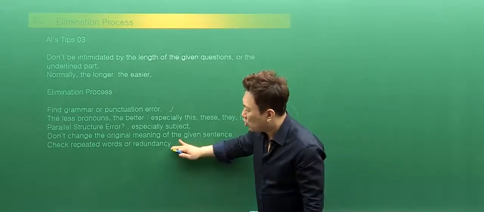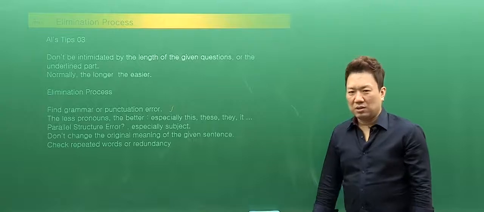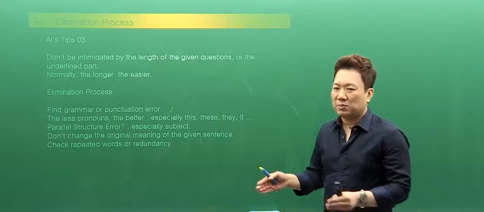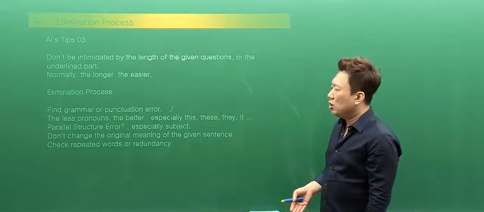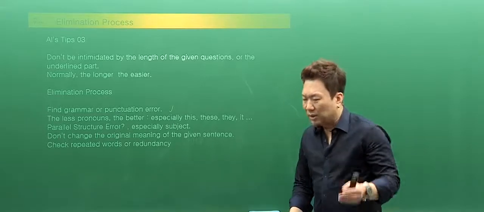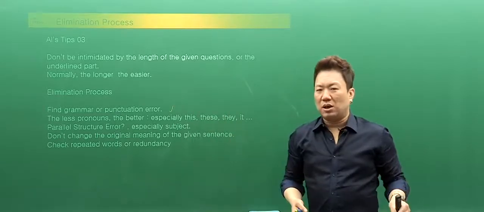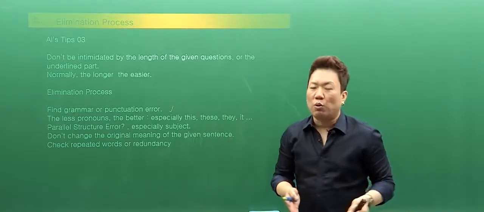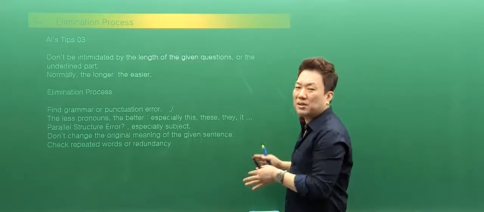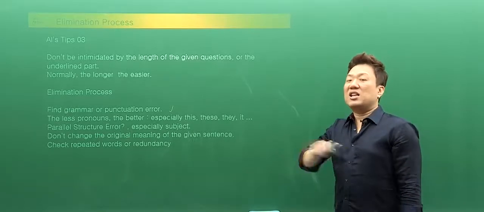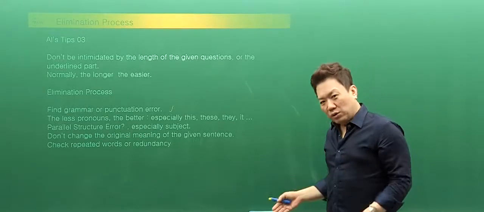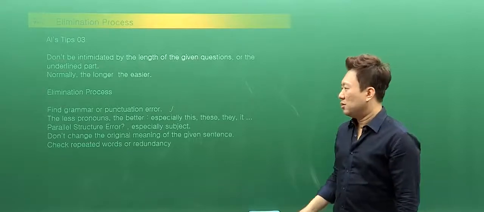And check repeated words or redundancy. This happens all the time because they use unnecessary expressions repeatedly. You know that I already covered this in the previous grammar and usage part, right? And which expressions are considered repeated or redundant expressions. So if those redundant expressions appear in the combined sentence, you simply eliminate them. Then there is the same expression among the answer choices. Trust me, they're always there.